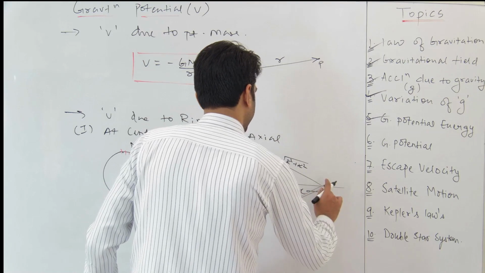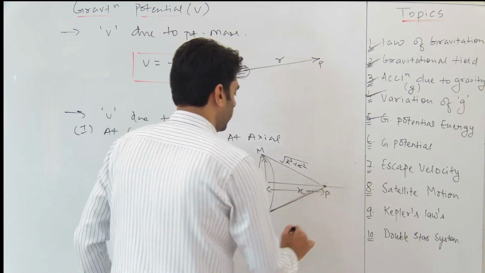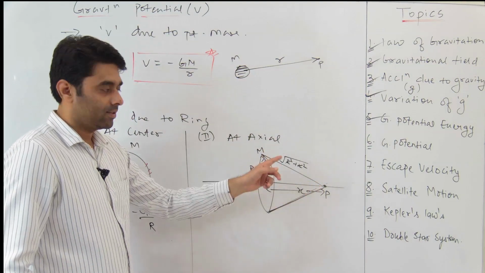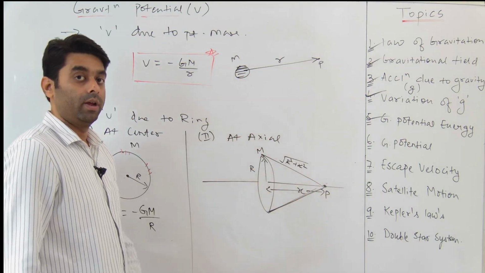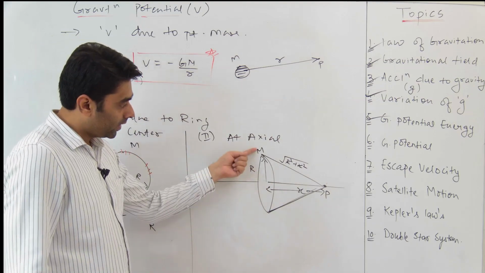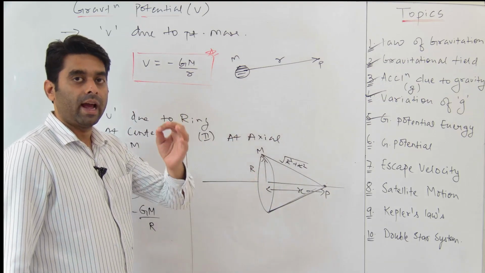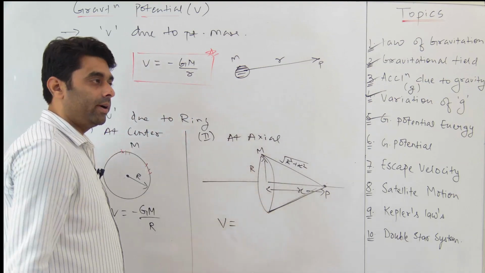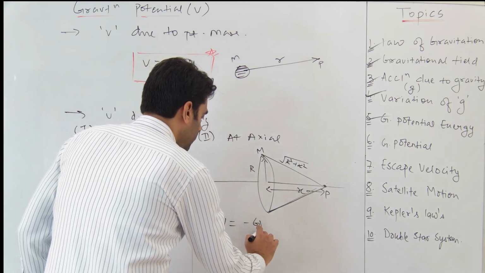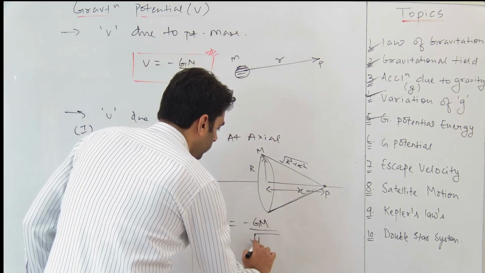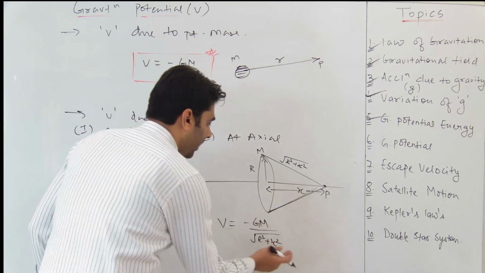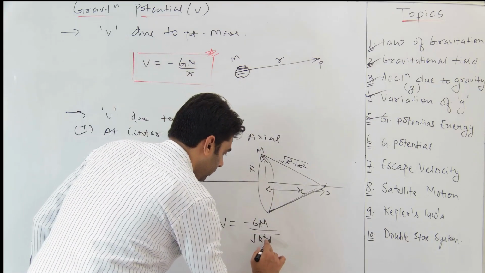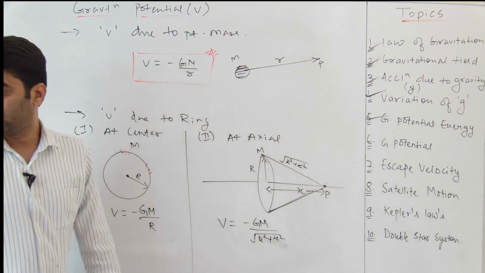If you imagine, P is the tip of the cone. So all the points are at a separation of root over R square plus x square from point P. And as we know, potential is a scalar quantity, so due to all of them the potential will add up. Your potential at point P, the axial point, comes out to be minus GM by root over R square plus x square, which is the separation.